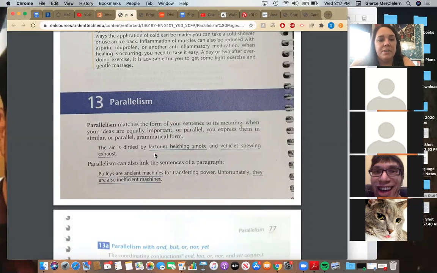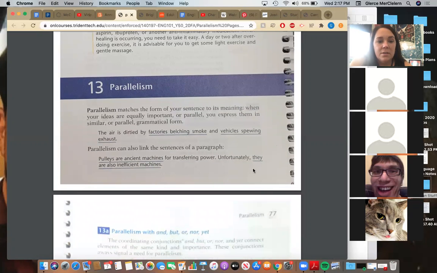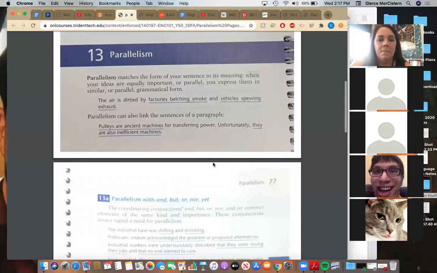Their first example here is: the air is dirtied by factories belching smoke and vehicles spewing exhaust. So in both of these, on either side of the and, you have a plural noun verbing a thing. In this second one: pulleys are ancient machines for transferring power. Unfortunately, they are also efficient machines. So it's between two sentences, but you're still talking about the same thing.